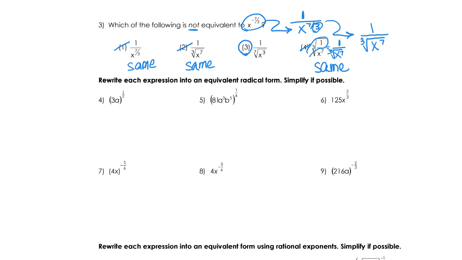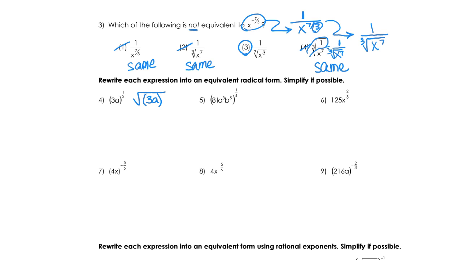Okay. All right, so in number 4 through 9, it says rewrite each expression into an equivalent radical form and then simplify if possible. All right, so one thing we have to be careful about, and the same thing we had to be careful about on day 1, is the use of parentheses versus the use of no parentheses. Okay, so watch out. All right, so in number 4, we are going to go ahead and draw our radical because we have a fractional exponent. 3a is grouped, and so we're going to go ahead and keep 3a grouped.